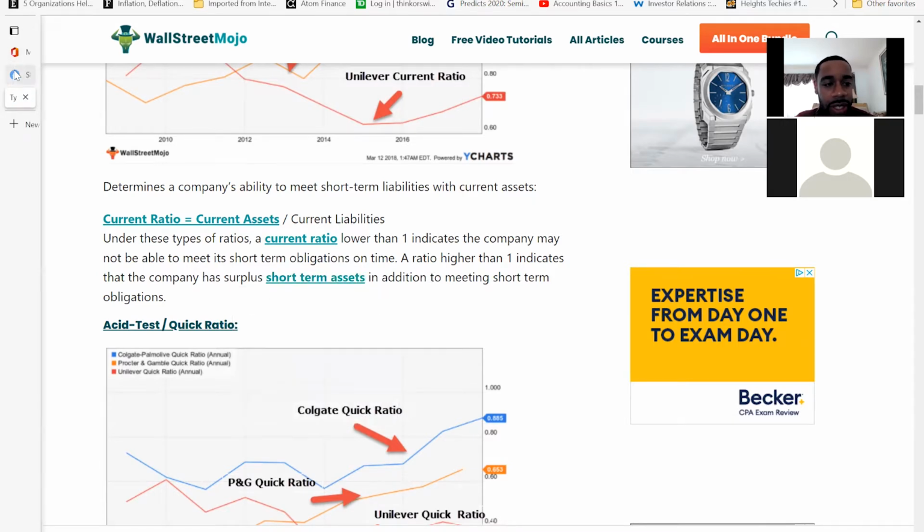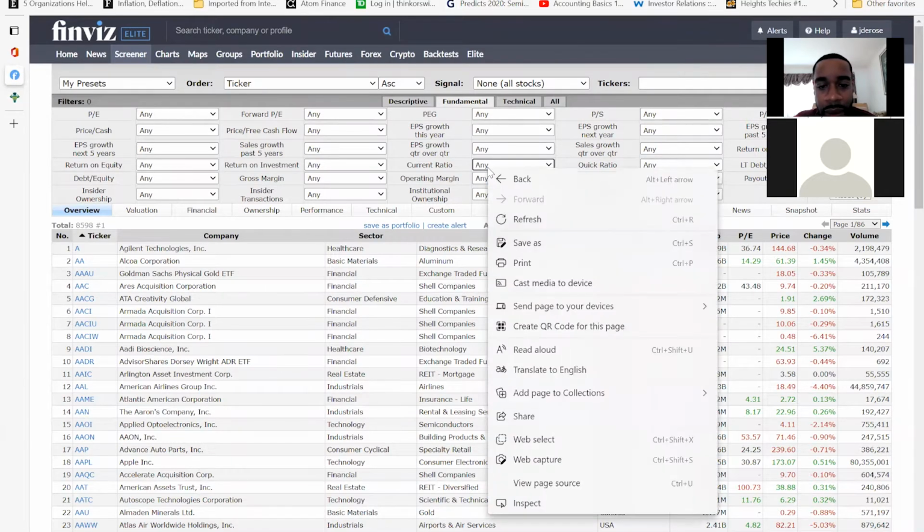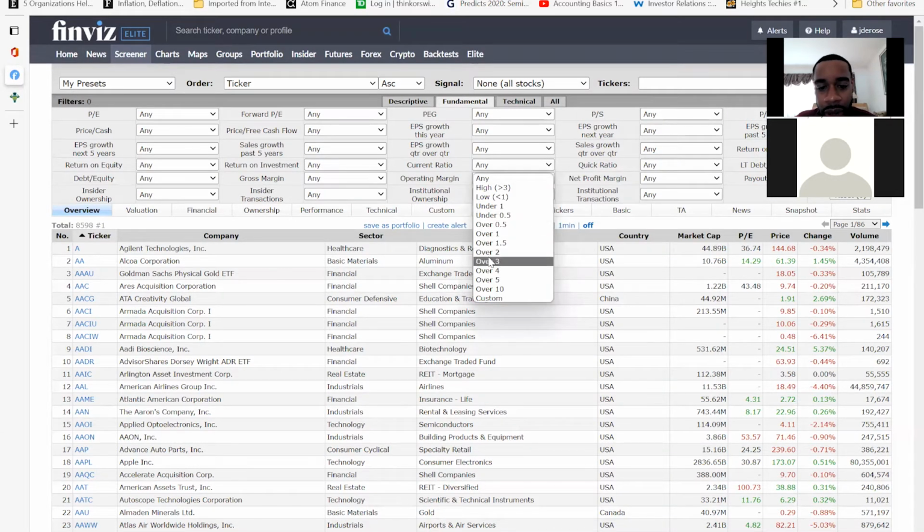So for myself, when I'm looking at current ratio, I'm usually looking at a current ratio of 2 or more. That means that for every dollar in current liabilities, once again, things that are due within 90 days or less than a year, they have $2 in cash. And then you might have companies that have a current ratio of 4 or 5, and that means that company is really cash rich.